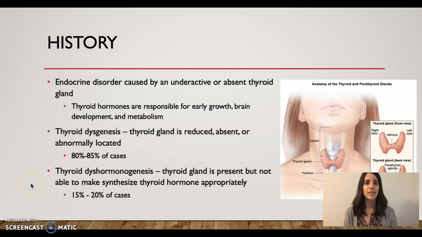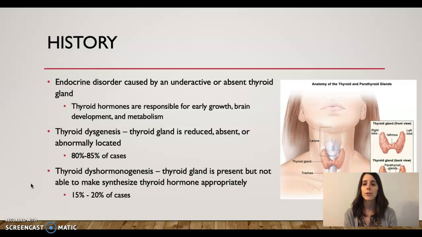Okay, so a little bit of history on the condition. It is an endocrine disorder that is caused by an underactive or absent thyroid gland. Your thyroid gland synthesizes and secretes thyroid hormones, which are super, super important and are responsible for things like early growth, brain development, and metabolism. And right there on the right, you can see the picture of your thyroid gland, which is located right in your throat. And it secretes thyroid hormone.